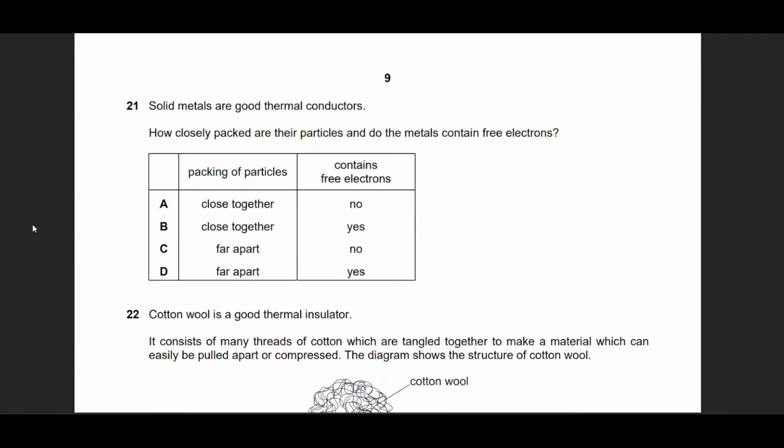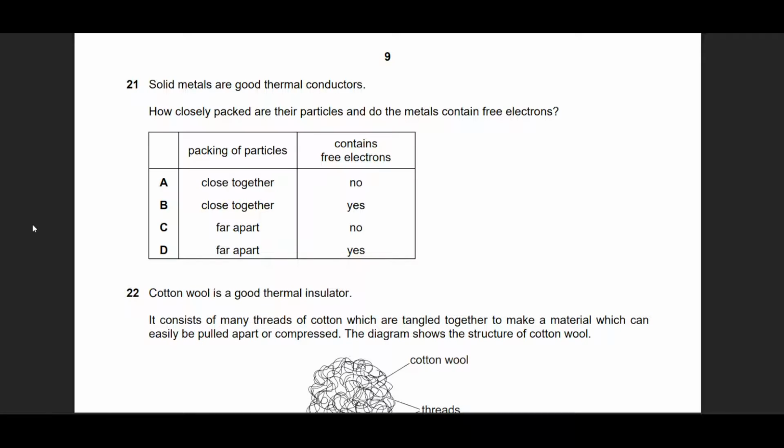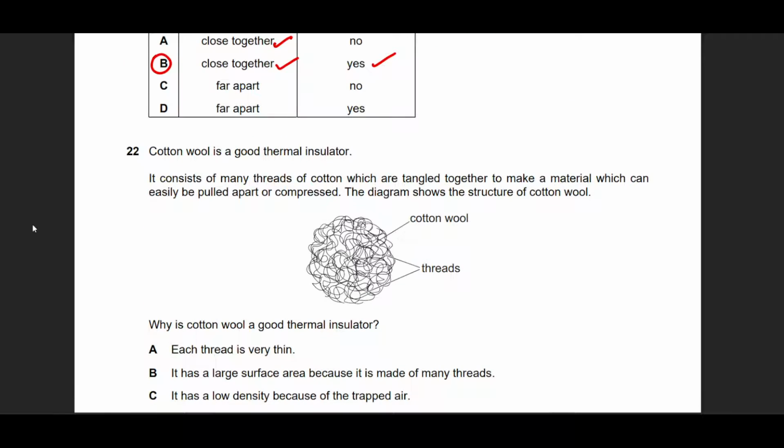Then we have question number 21. It says solid metals are good thermal conductors. Okay, fine. How closely packed are these particles, and do the metals contain free electrons? So what is the packing of the metals? We are solid, so they're very close together. Very straightforward question. And do they have free electrons? Yes, they do. So 21 is B. That's why metals are good conductors, because they have free electrons. They can move and carry energy from one point to another.